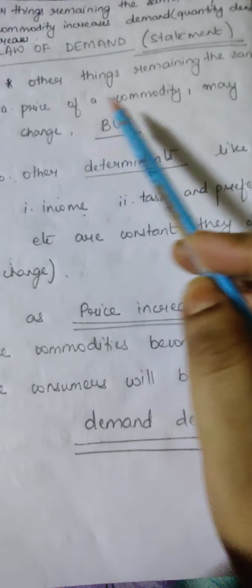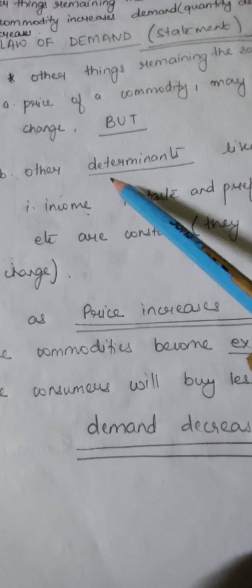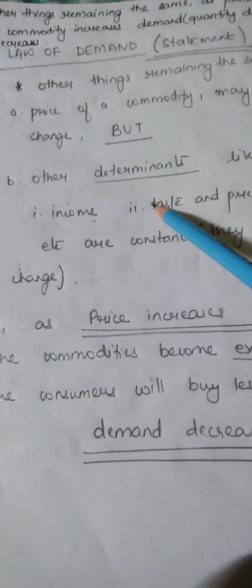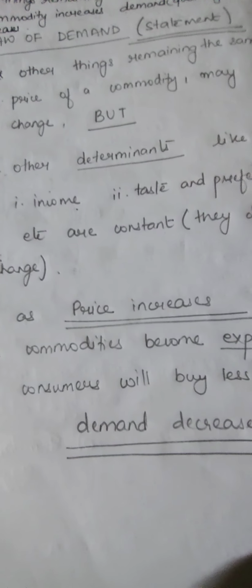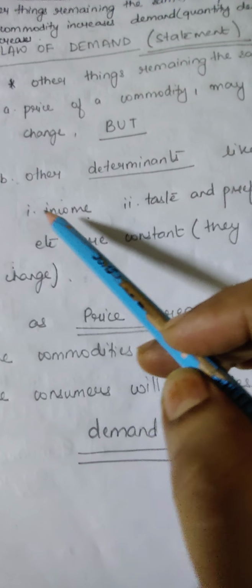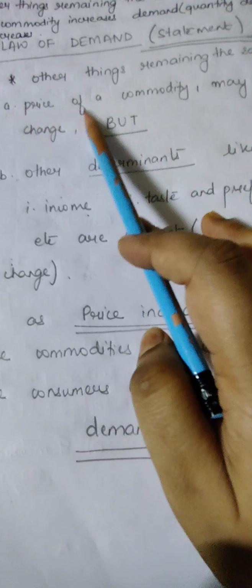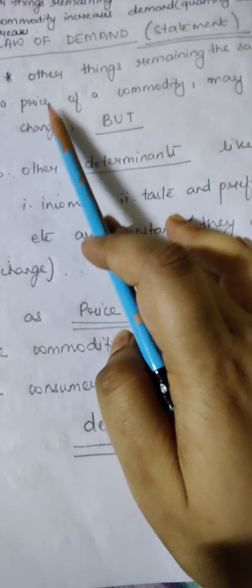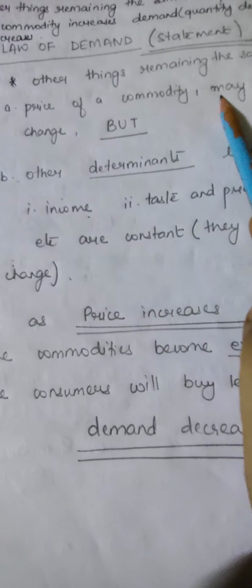If we're talking about commodity X, then the price of its substitutes will remain the same. Income of the consumer will remain the same. Taste and preferences will remain the same. Climatic factors will remain the same. Everything else remaining the same, only the price is taken as a variable over here, and when the price of its own changes, there will be a change in quantity demanded.